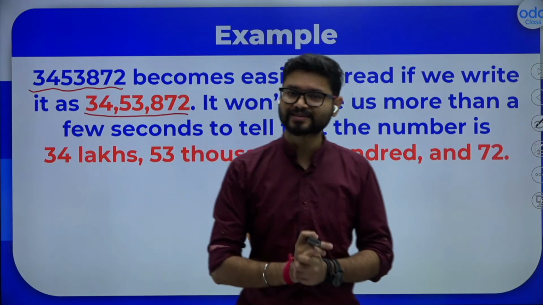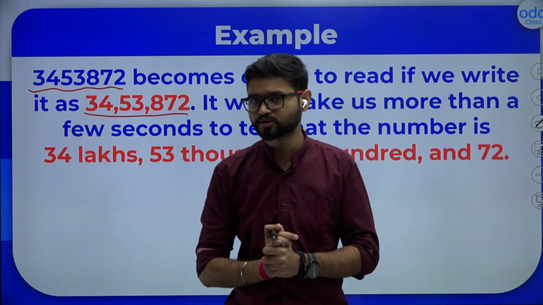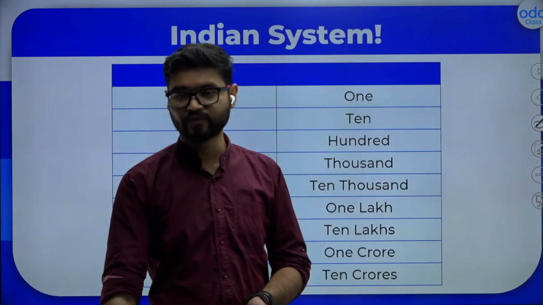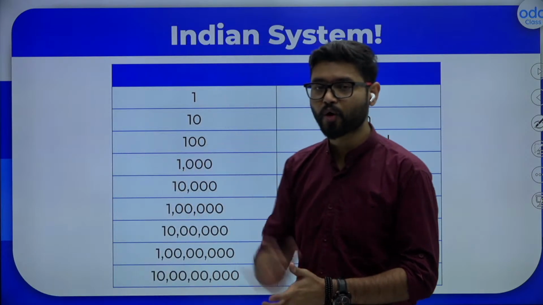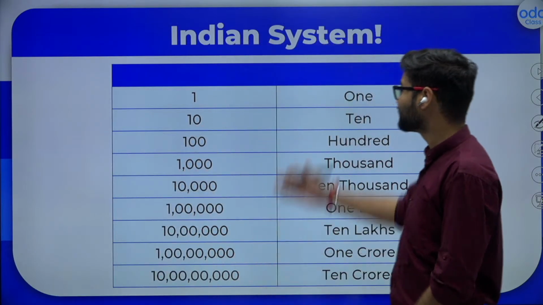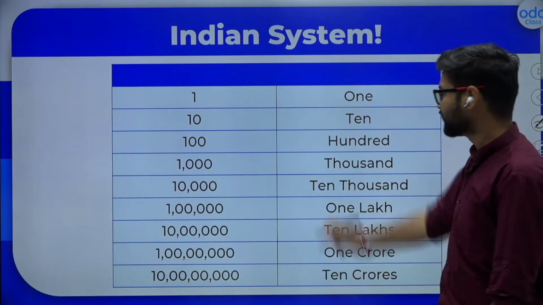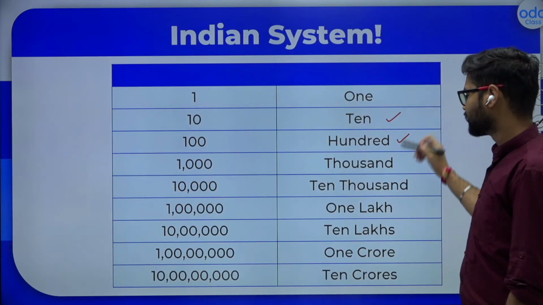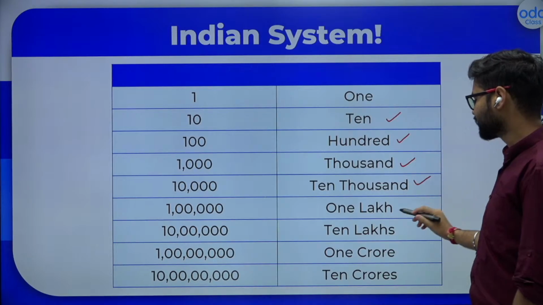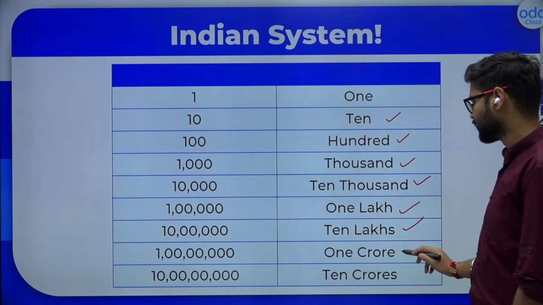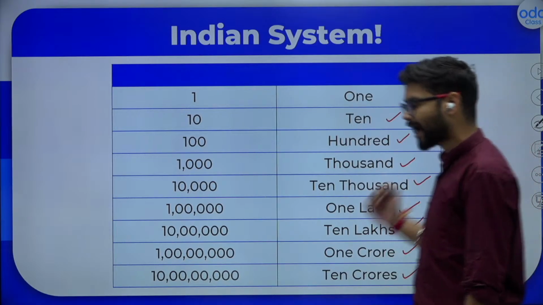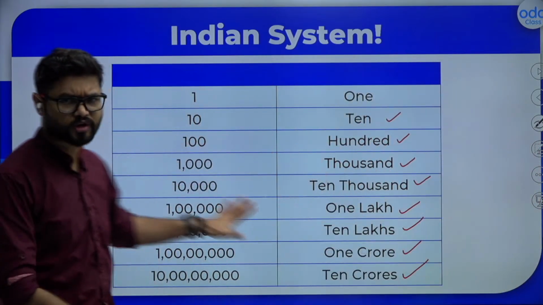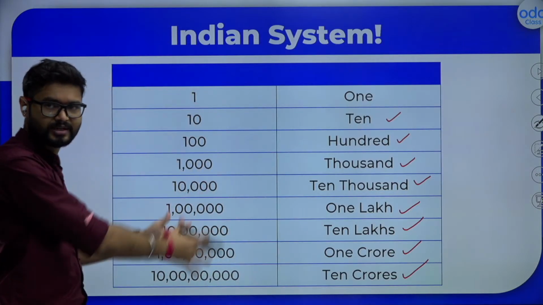The two systems of numeration I was talking about: the first one is the Indian system of numeration, which we use all the time in India. So we start with 1, then we have 10, 100, 1,000, 10,000, 1 lakh, 10 lakhs, 1 crore, 10 crores. After crores also we have some other numerations, but let's just focus on these first.